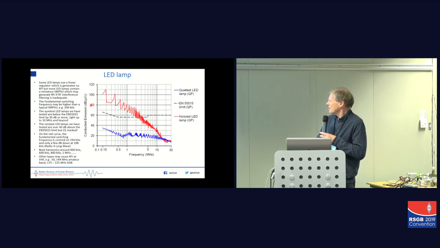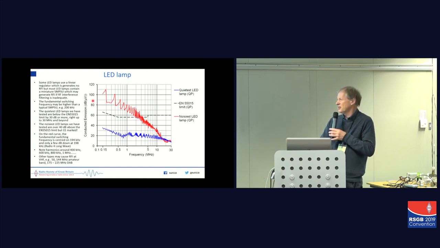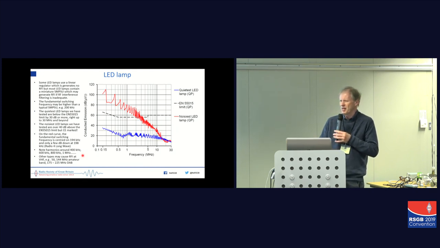So I think we can probably say, if you can work out that the fundamentals are around 200 kilohertz, then it's probably more likely to be something small like an LED lamp rather than a fully fledged switching power supply for, say, a laptop or something like that. It has been known for these things to put RFI up to VHF, the 50 and 144 megahertz amateur bands, and in some cases DAB as well.